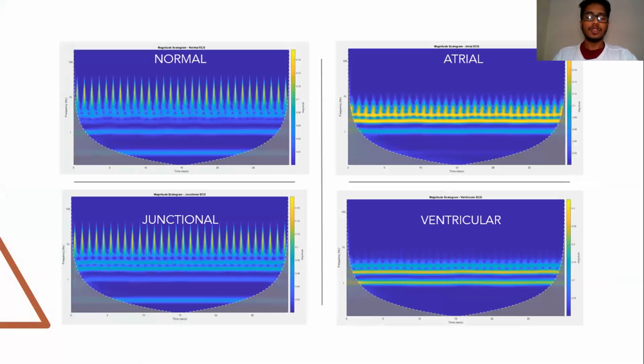Based on the STFT spectrogram and CWT scalograms, the frequency for all ECG signals was found to be below 50 Hz. We realized that the normal and junctional signals have a lot of similarities, and features for classification were selected based on these evaluations.